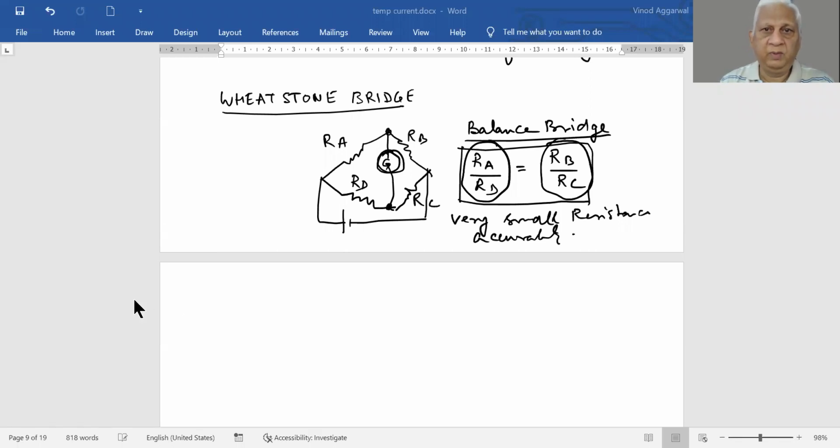Now, when this bridge is balanced, it doesn't matter what the EMF of this battery is, because everything is in a ratio. It is not in absolute terms. So whether the voltage is high or low doesn't matter. In a balanced case, this relationship will still hold.